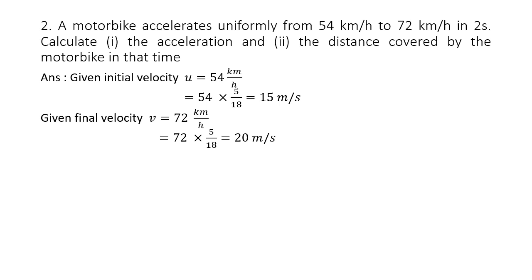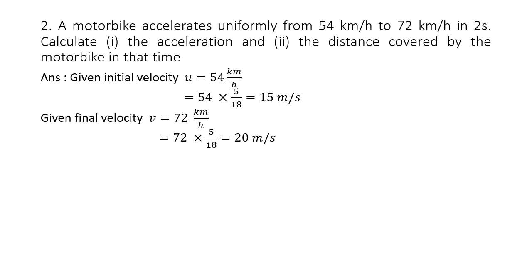So 5 4s are 20. So now we have converted the initial and final velocity from kilometer per hour to meter per second. So final velocity is 20 meter per second. Initial velocity is 15 meter per second. What is acceleration? A is equal to change in velocity upon time. So final velocity minus initial velocity upon time, v minus u upon t.